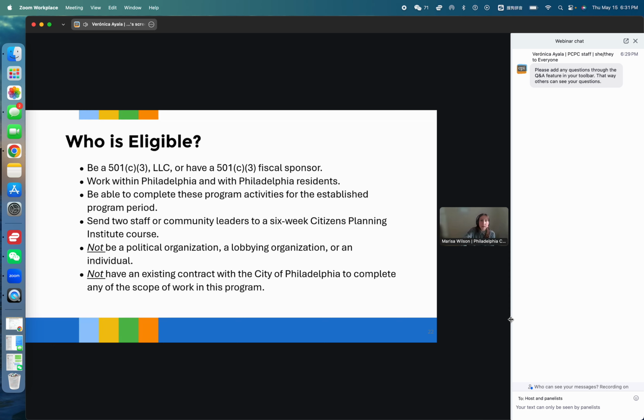Groups cannot be 501c4 organizations, so political groups or lobbying organizations, or an individual. They also cannot have a contract with the city to complete any of this engagement already. So if they are already doing work engaging their community, you just can't double dip and say, I'm collecting a grant for both of these things at once, even if it's the same activity.